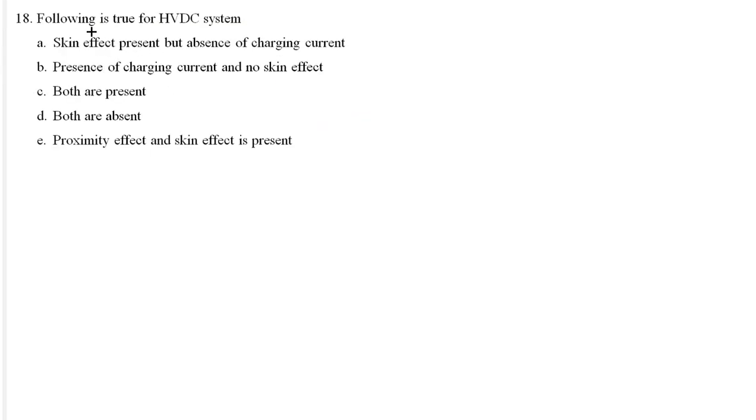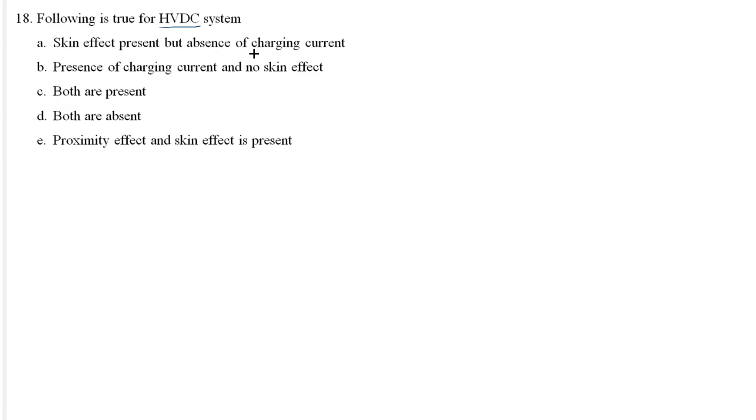Question number 18. Following is true for HVDC system. Option A, skin effect present but absence of charging current. Option B, presence of charging current and no skin effect. Option C, both are present. Option D, both are absent. Option E, proximity effect and skin effect is present. Now we know that in case of HVDC system, that is high voltage direct current system, there is no skin effect, no proximity effect, and no charging current.